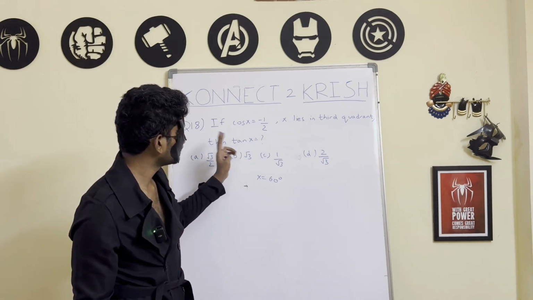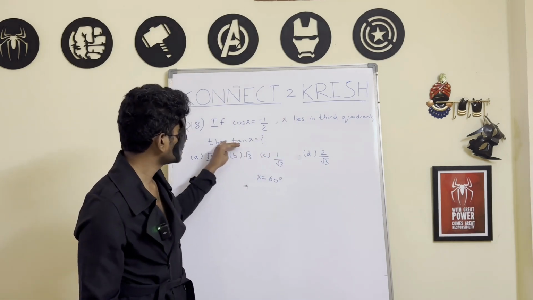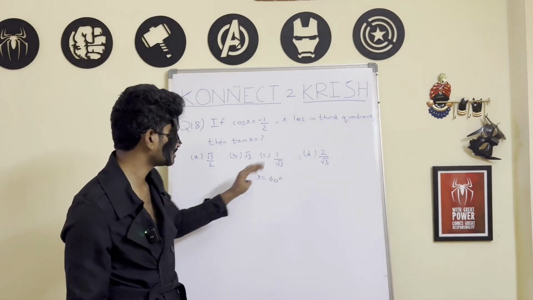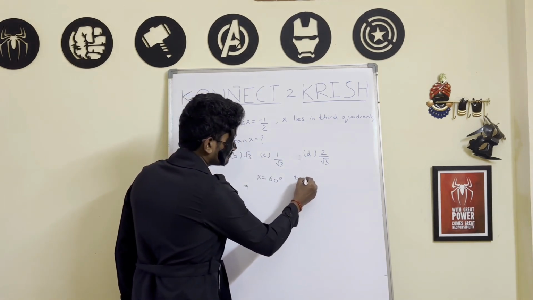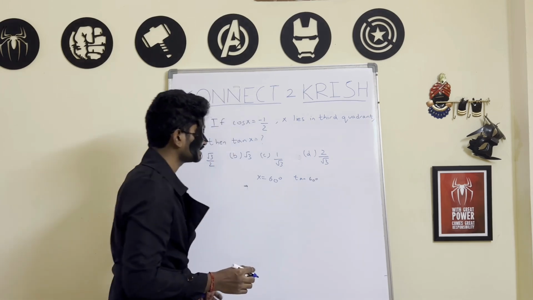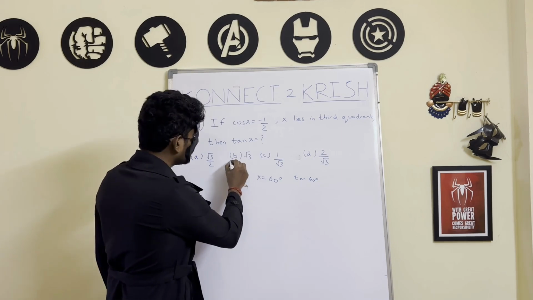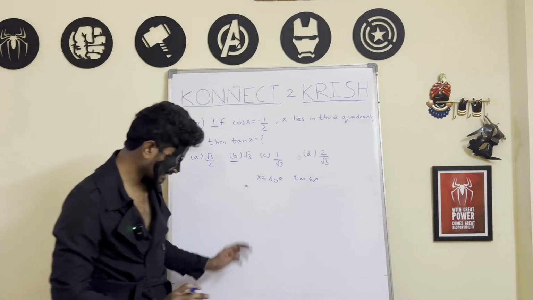Tan x, that value of tan x in third quadrant will be positive. So this tan x value will be positive, and all the options given are also positive. So now directly find value of tan 60. Tan 60 is what? Tan 60 is nothing but root 3. So option B is right. This is the shortcut way I am teaching you.